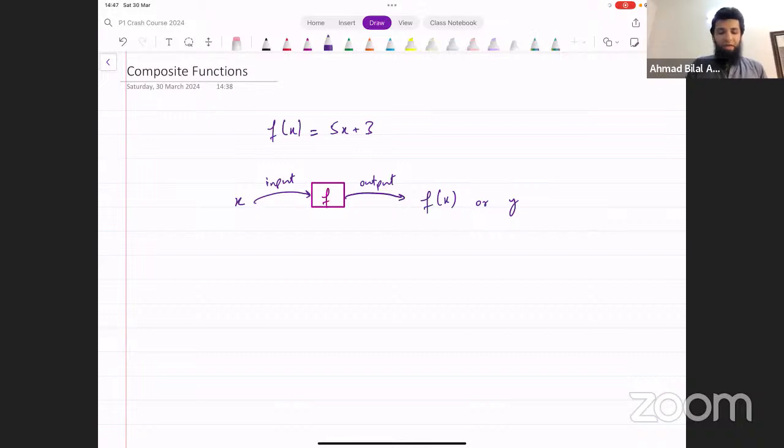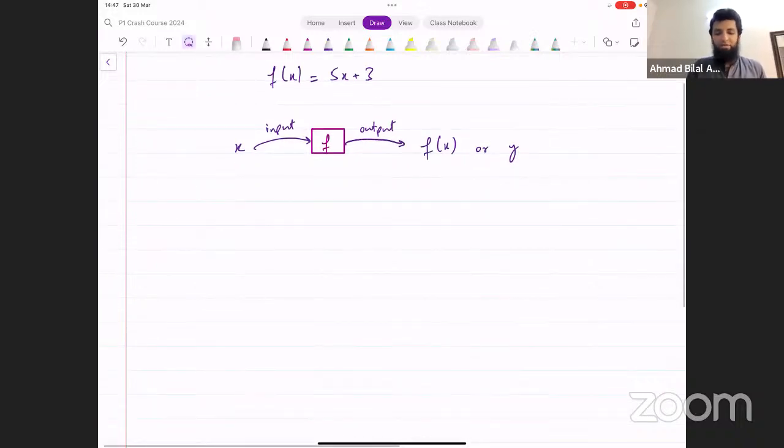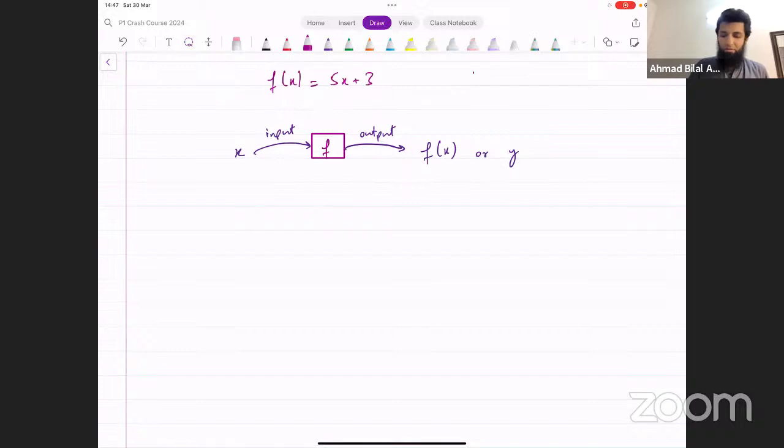Now, if instead of f of x, we had something else. So for example, if you had to find out, let's say, f of x squared minus 2. Now, what would that mean? F of x squared minus 2. This basically means the input to the function has now changed to x squared minus 2 instead of x. So now we are inputting x squared minus 2 inside this function f.